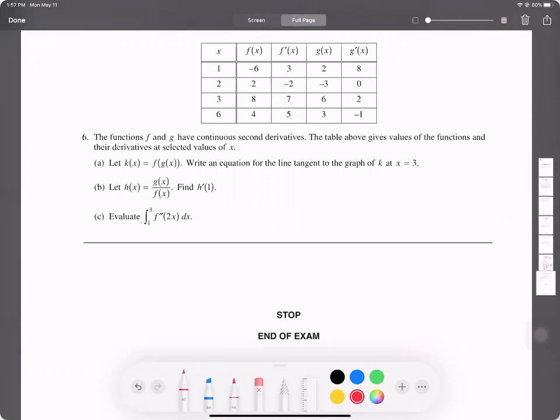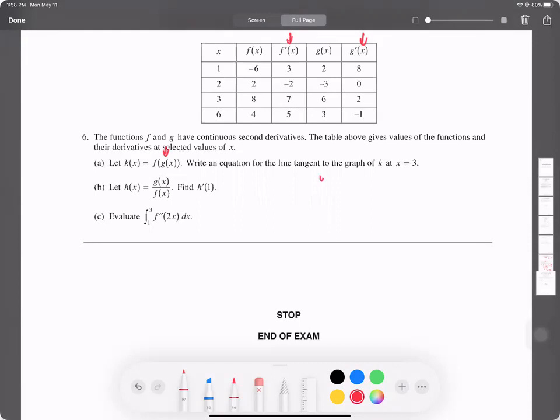Let f be continuous and have second derivatives. So we see the first derivative and then we see the second derivative. The table above gives values for the function and the derivative at selected intervals. It pretty much tells us everything we need to know. The first part says, if k is a composite function, write the equation for the tangent line when k at x equals 3.